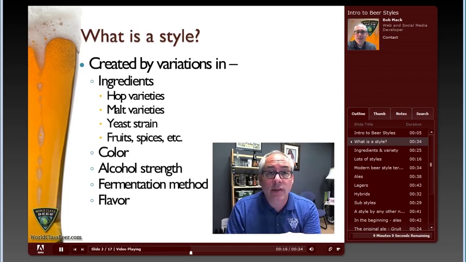For example, hop varieties, malt varieties, yeast strains, fruits, spices, seasonings, or other additives can vary dramatically from beer to beer, as well as beer color, the alcohol strength of a beer, the fermentation method used to create the beer, and most importantly, the flavor of the beer.